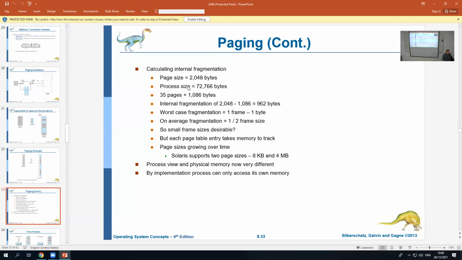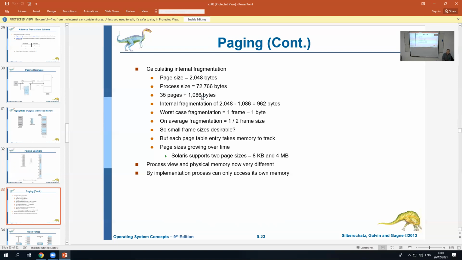So here we're saying that the size of a page is 2,048 bytes, and the total size of this process is 72,000. We divide 72,000 by 2,048, and we get 35 and a remainder. The remainder is about 1,086. So it's not going to be a full page. So how many pages do we need? Well, we're going to need 36 pages, right? The remainder we can't just stick on exactly. We're going to have to put it on a whole page. So we're going to need 36 pages.